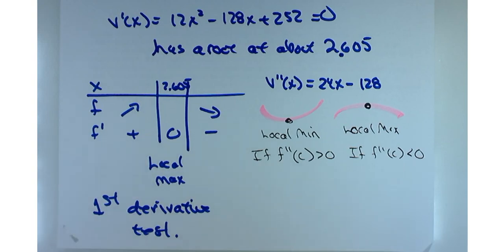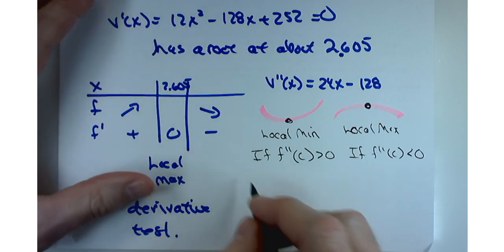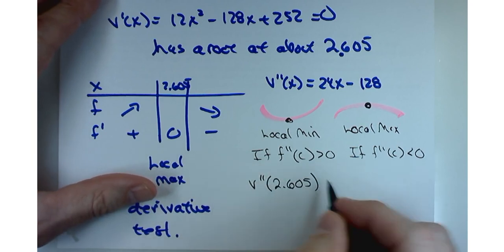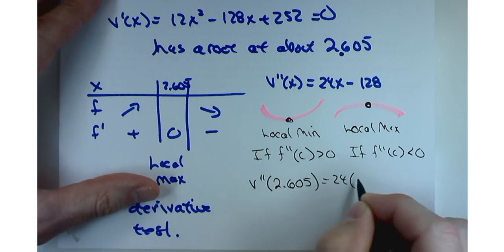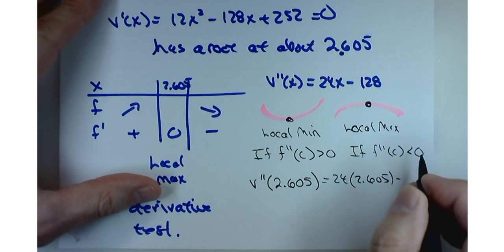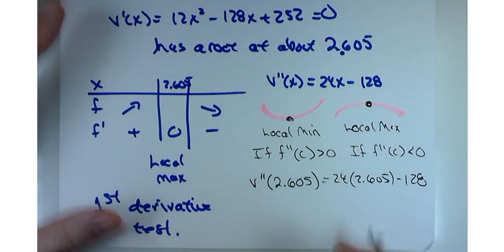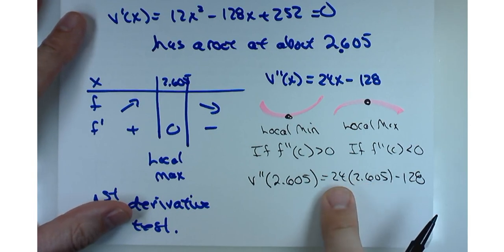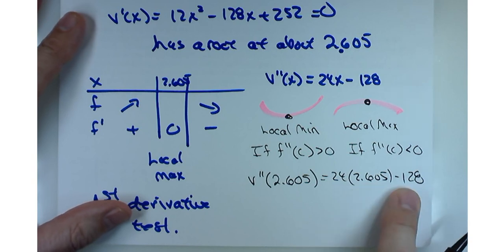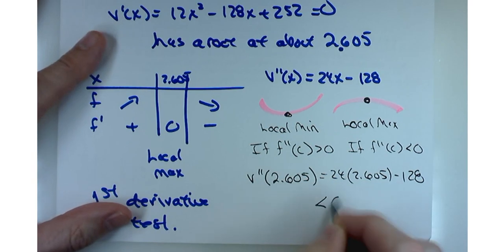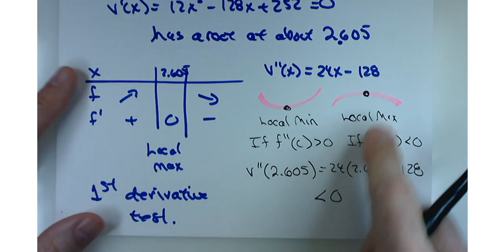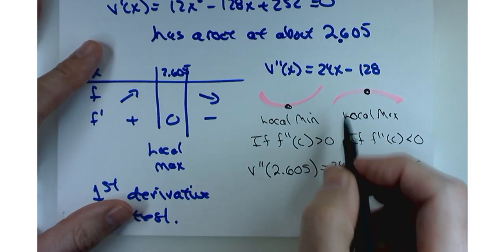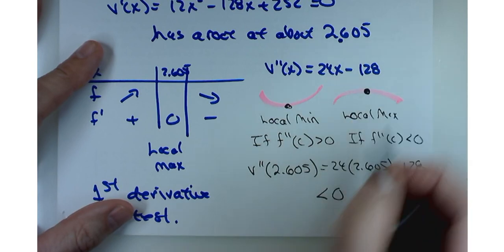So let's see what happens for us here. If we do v double prime of 2.605, that's 24 times 2.605 minus 128. Now I don't necessarily need the exact value. Even if this was a 3, 24 times 3 would be 72 minus 128. It's going to be negative. So this is going to be less than 0. If it's less than 0, then you've got a concave down shape. The concave down shape is saying, all right, well, this critical point has to be a maximum.